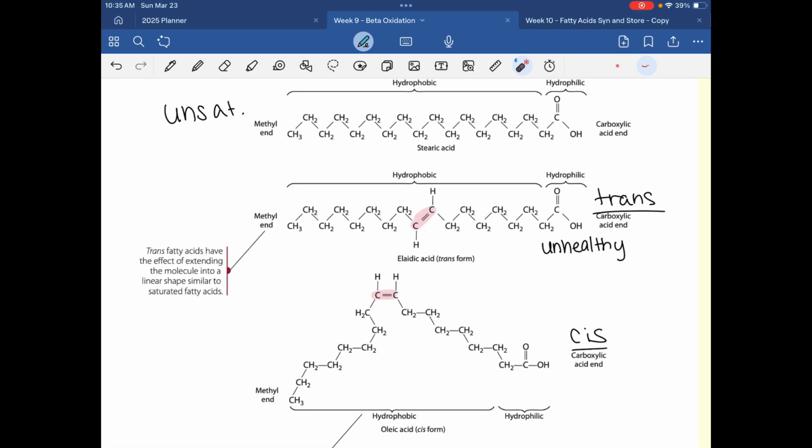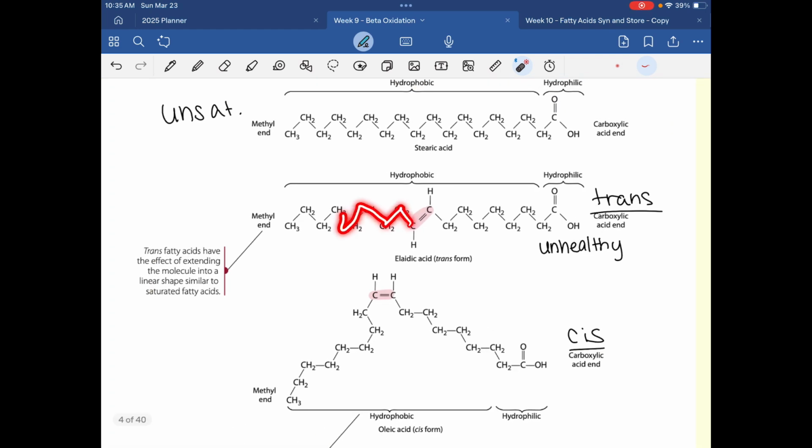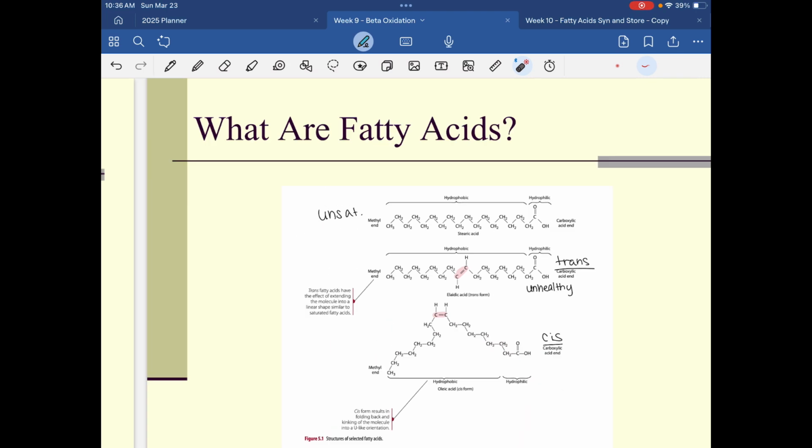And what trans and cis means is what side the tails on either side of the double bond are on. So you can see we have one going up here and one going down here. So trans means different sides, versus cis, which means the same. See how both bonds are pointing down? We got our tails on the same side of that double bond.